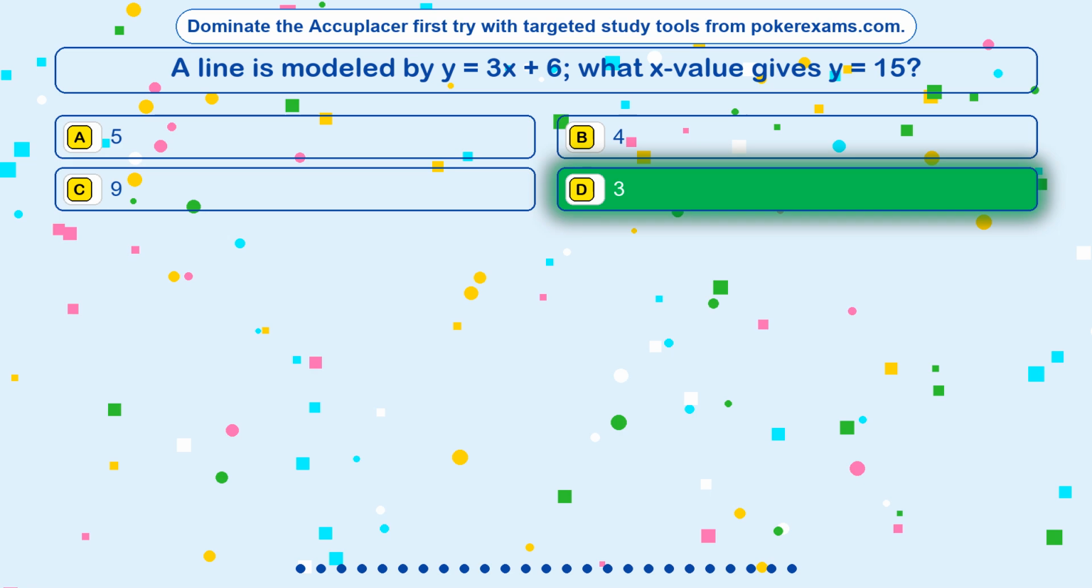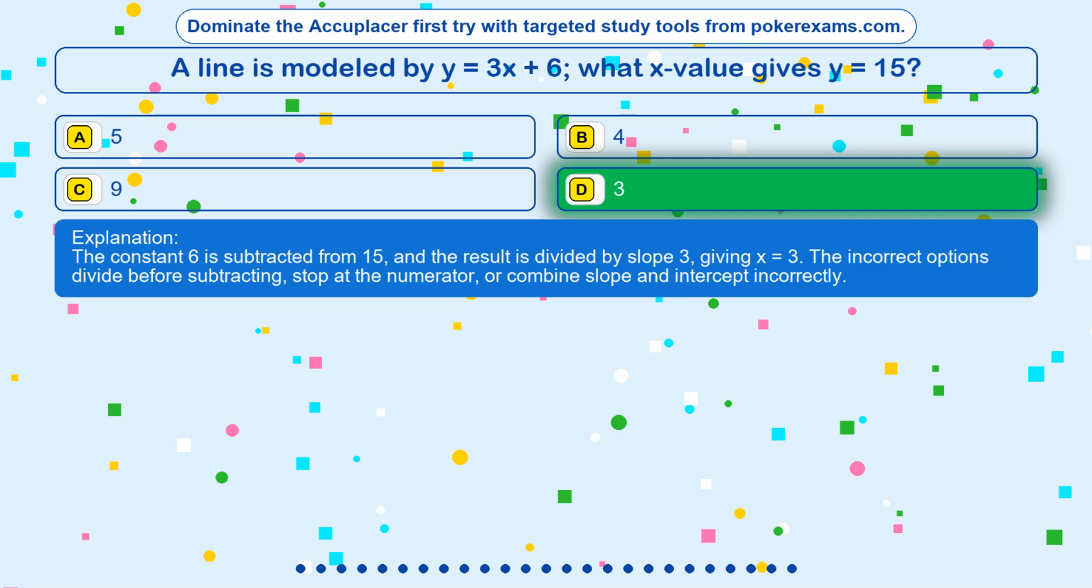The correct answer is option D, 3. The constant 6 is subtracted from 15, and the result is divided by slope 3, giving x equals 3. The incorrect options divide before subtracting, stop at the numerator, or combine slope and intercept incorrectly.